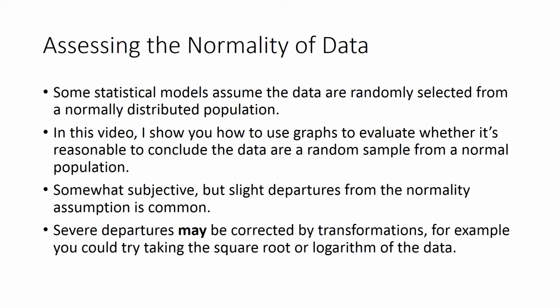This is a somewhat subjective process. You use personal judgment to form a conclusion. Slight departures from normality may not be too serious, because most statistical tools are very robust to departures from normality. Sometimes departures from normality can be corrected by transforming the data. For example, you could try taking the square root or the logarithm of the data and check to see if the transformed data are more normal.